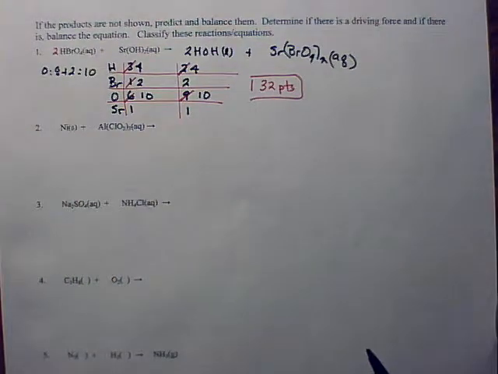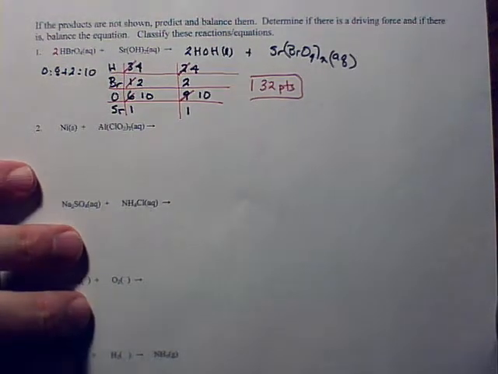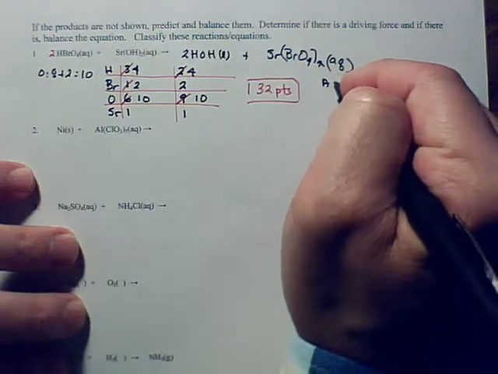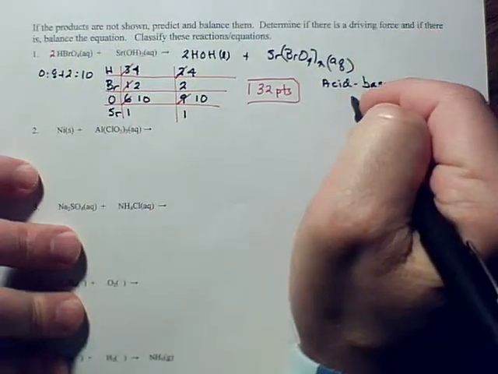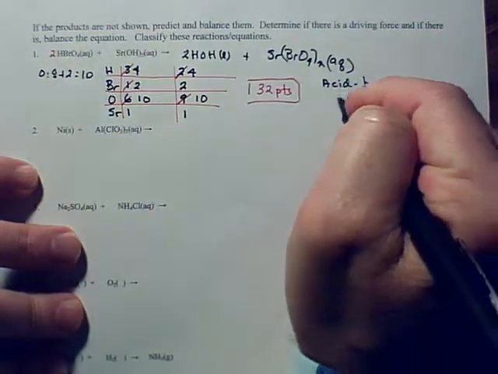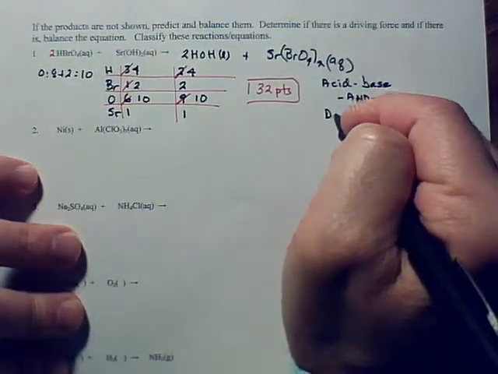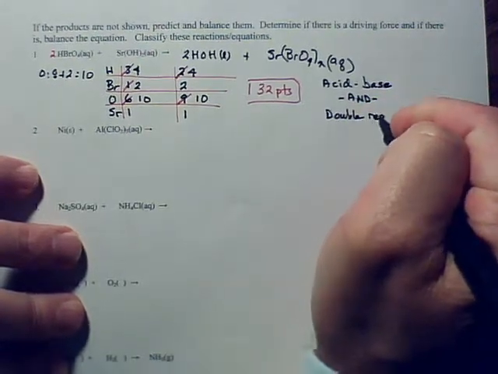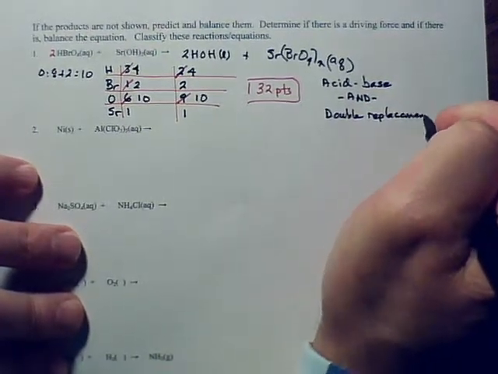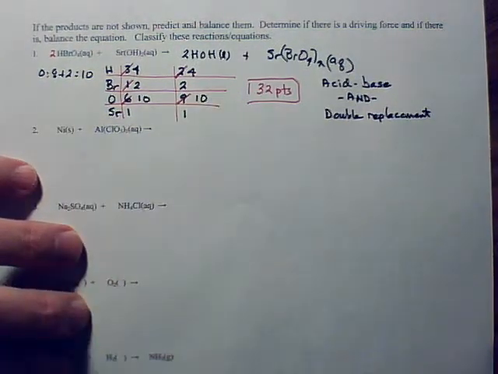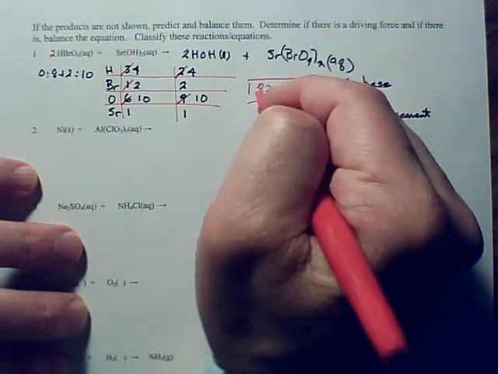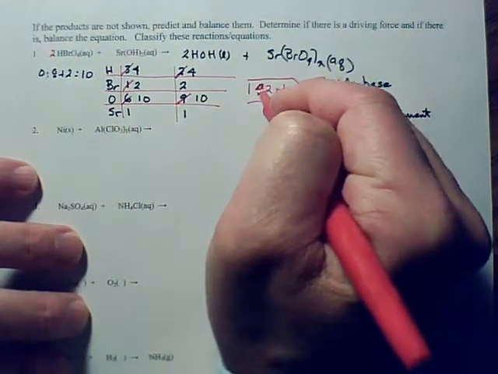All right? Yes? Well, I haven't yet, have I? We were supposed to classify it. Okay, so this was both acid-base. You could call it neutralization and double replacement. And I've been traditionally giving 5 points for each of those, so that adds 10 points to this, meaning we're going to have 42 points for this one. Okay?